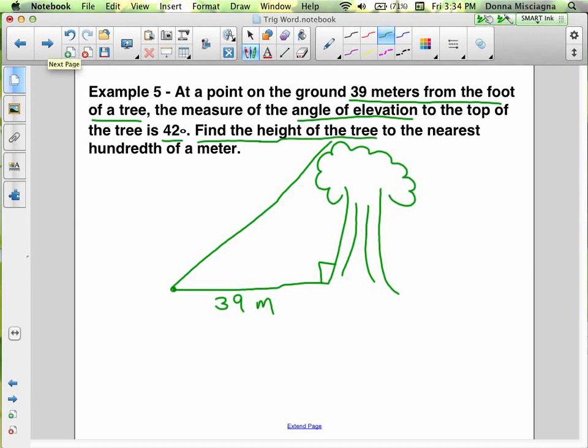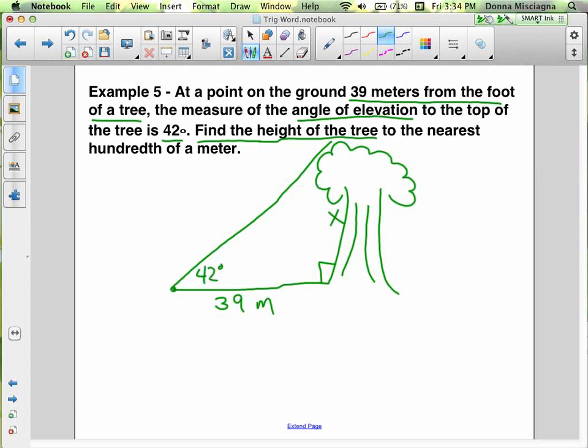All right, so what we're looking for is the height of our tree. Now we just got to figure out where to put the angle. Angle of elevation looks up, right? So angle of depression looks down, angle of elevation looks up. So our angle is going to be right here.